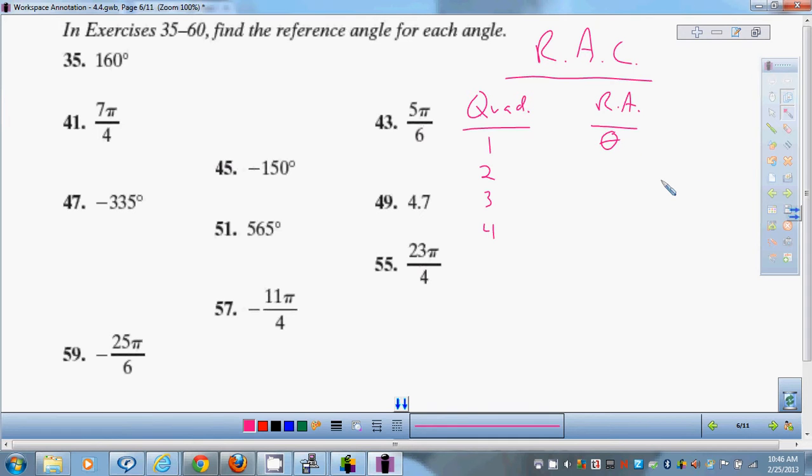When you're in the second quadrant, like at 125, your reference angle is 180 minus theta. So like if you were at 125 degrees, your reference angle would be 55. Just subtract. If you're in the third quadrant, it's theta minus 180. And just like Ryan did on that very last problem, when you're in the fourth quadrant, it's just 360 minus theta.